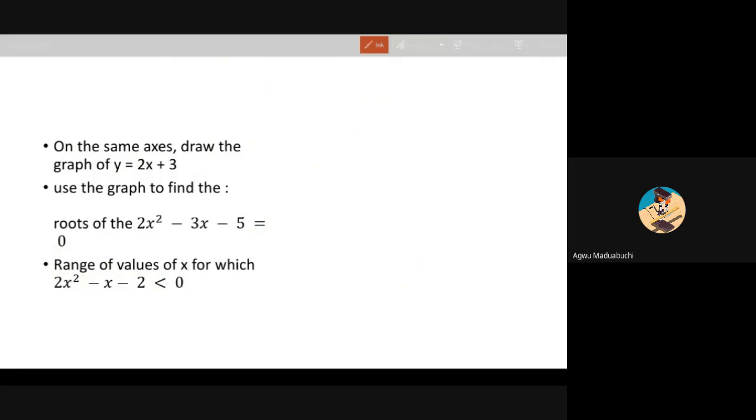So then finally, the question says, range of values of x for which this curve is less than 0. What does that mean? If you remember when we were doing inequality, when they say a curve, our curve is a U-shaped graph. When they say for what range of values is the curve less than 0, you are looking at what part of the curve is below the x-axis. Now for a U-shaped graph this way, we know that the part below the x-axis is this part, because this is the x-axis. Below it is this part.